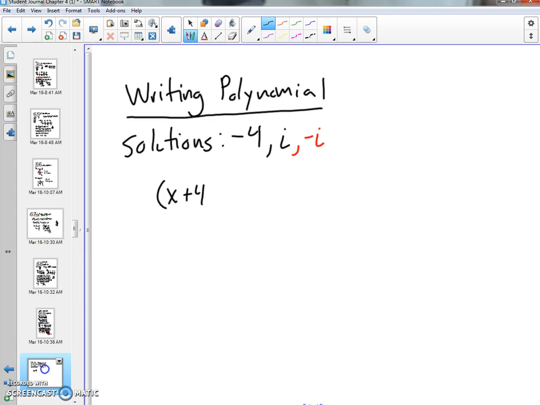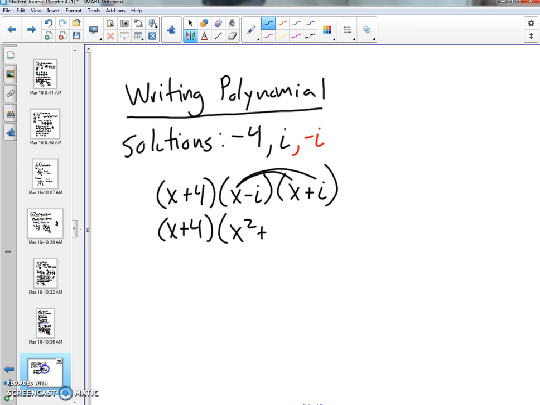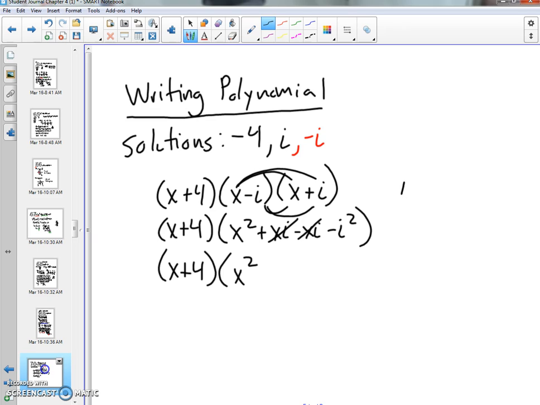So what I'm going to set up here are my factors. And I want to keep those i's together. So I'm just going to bring down the x plus 4, and then I'm going to do my distributing here. So when I simplify, those two cancel each other out. And if you'll recall, i squared is equal to negative 1. So negative i squared would really be a positive 1. And then I can go ahead and distribute those.